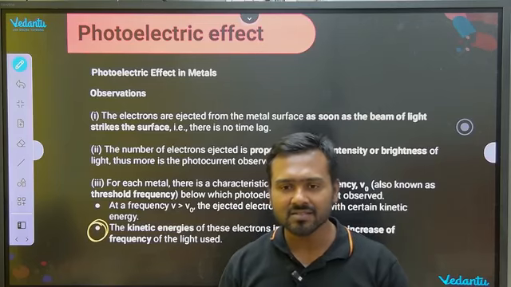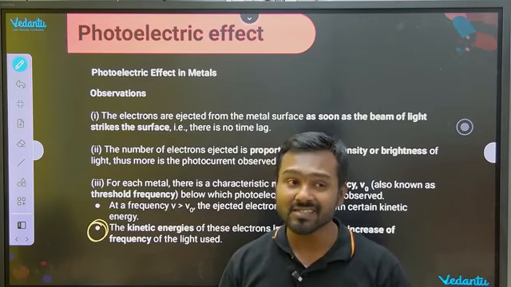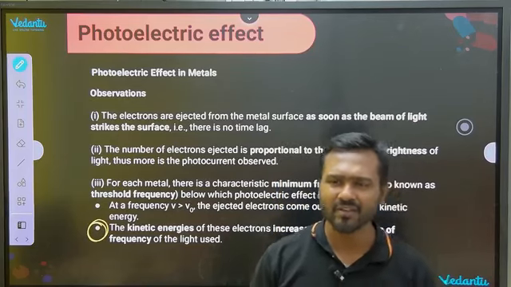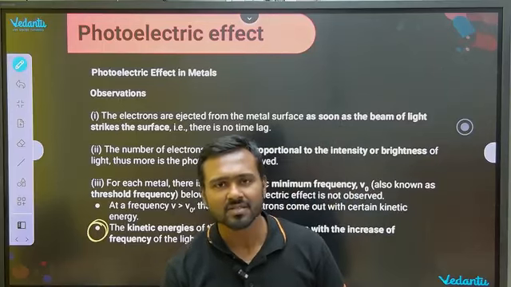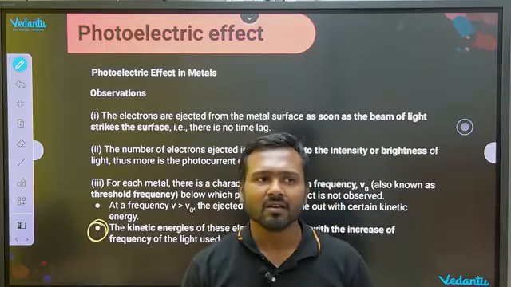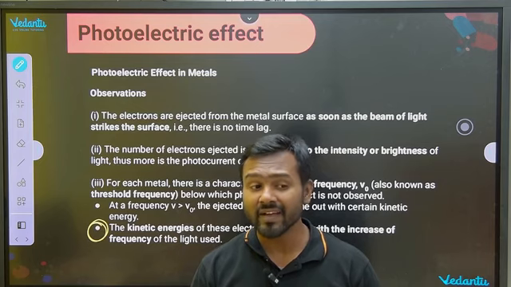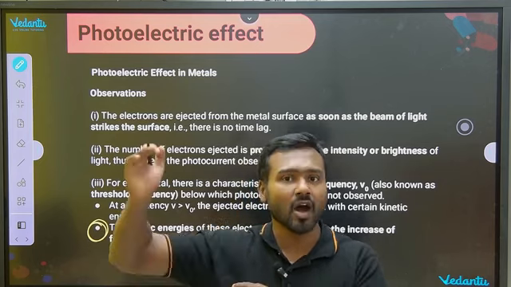Is the number of ejected electrons going to increase if the frequency of incident light increases? No. These points they asked previously so many times. Nowadays they are not concentrating, but this is very, very important. When frequency increases, the kinetic energy of ejected electrons increases, but not the number of electrons ejected out.